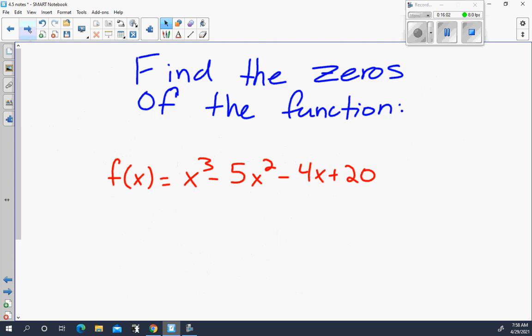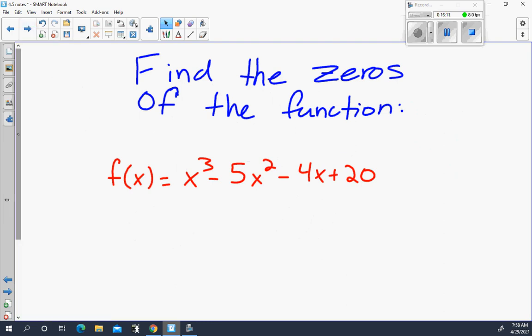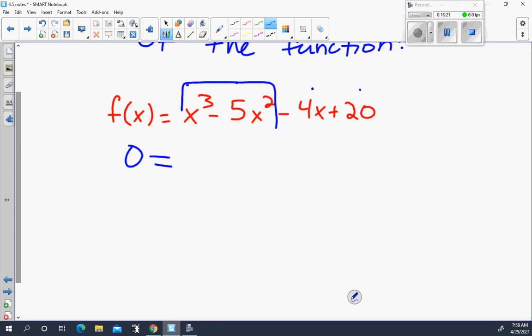Last one. Find the zeros of the function. Okay, don't let it fool you. Instead of f of x, we're just going to turn that to a 0. So 0 is equal to, I see 4 things. I'm going to factor by grouping. I'm going to take out an x squared in that first box. And I know that x minus 5 is left.